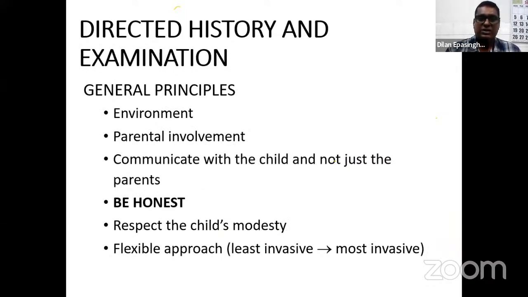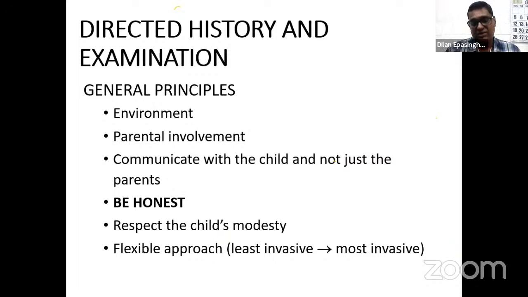Then you can take a directed history and examination. Imagine a CAT1 patient comes to your resuscitation area. You don't have much time to take history and examination, but later you can directly ask the questions and examine the patient properly. So environment is very important. It should be a friendly environment for the patient, the baby, as well as the parents. Communicate with the child and not just the parent. Otherwise, you can't manage that one with the child.